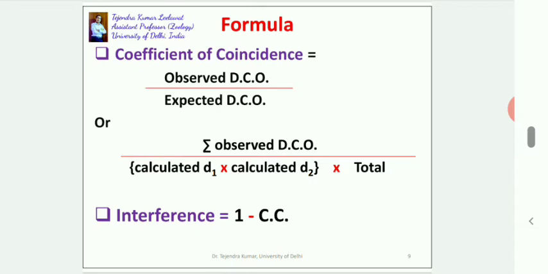Interference is very similar, as I told you, it is just the opposite of the coefficient of coincidence. That's why it is solved simply as 1 minus the coefficient of coincidence.